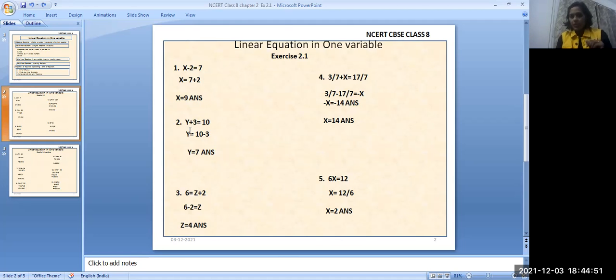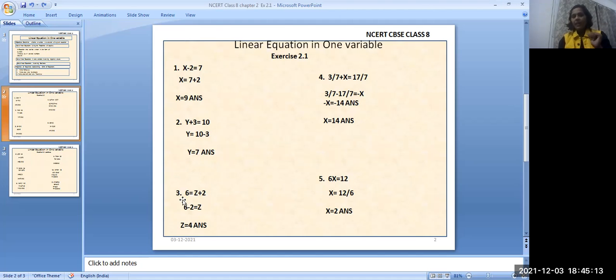This is question number 2. y plus 3 is equal to 10. Once we are talking about y plus 3, again y is a variable and plus 3 is a number. So we are going to transpose plus 3 towards the right hand side, and plus 3 will become minus 3. And this will be 10 minus 3, which is 7.